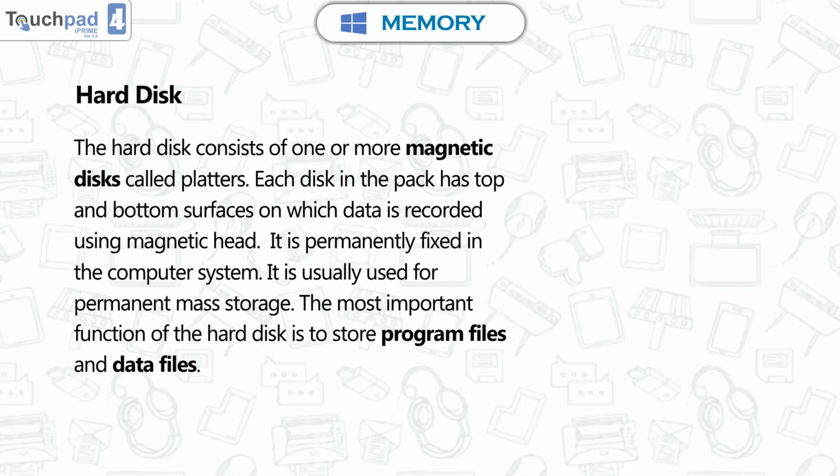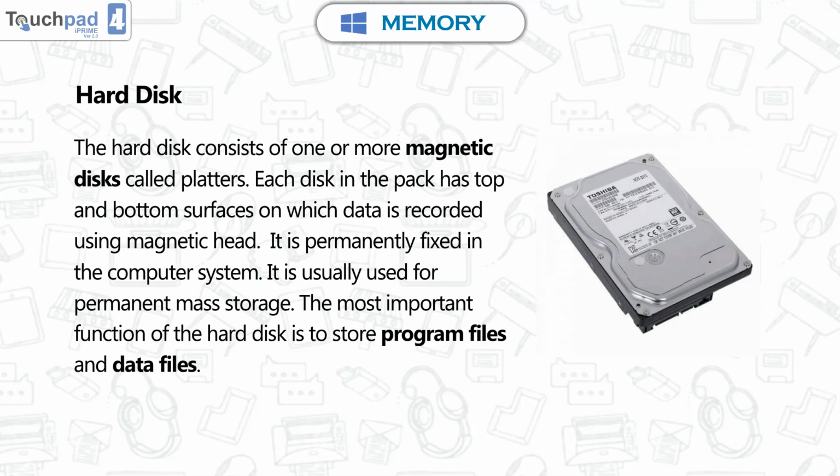Hard disk. The hard disk consists of one or more magnetic disks called platters. Each disk in the pack has top and bottom surfaces on which data is recorded using magnetic head. It is permanently fixed in the computer system. It is usually used for permanent mass storage. The most important function of the hard disk is to store program files and data files.